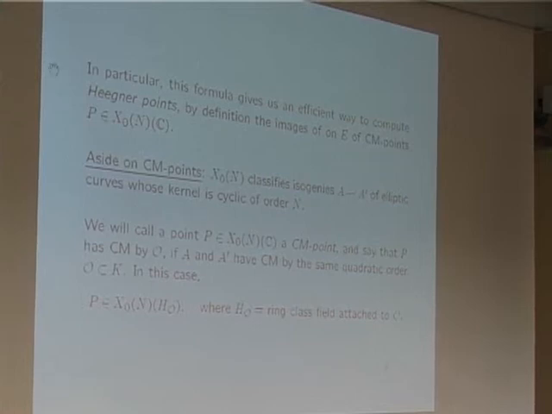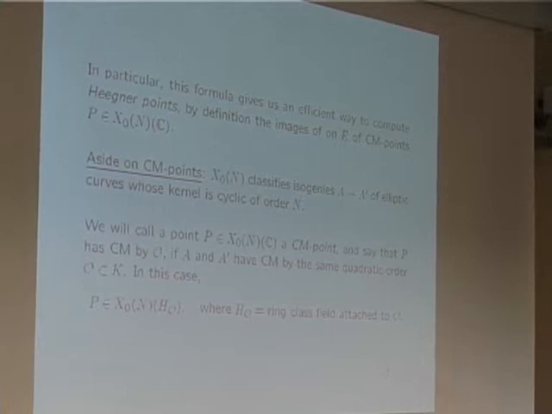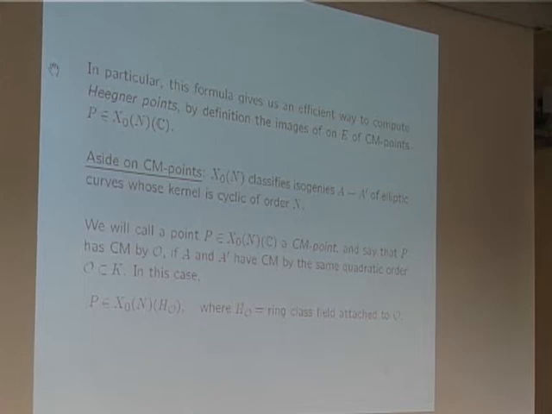So the modular curve X_0(N) classifies isogenies A to A' of elliptic curves whose kernel is cyclic of order N. We'll call a complex point P on X_0(N) a CM point, and we'll say that P has CM by a quadratic order O if both A and A' have CM by this same quadratic order O. And let's just always let K denote the fraction field of this order O.